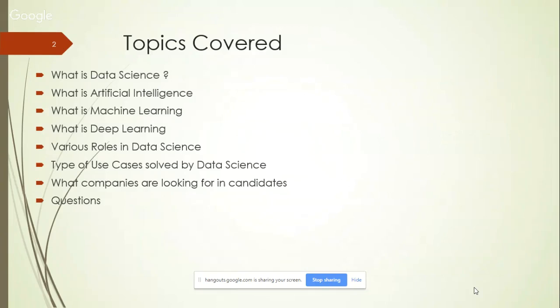And in the last, I'll address the most important part: what companies are looking for in the candidates when they apply for a data science role. And in the end, I'll take the questions.